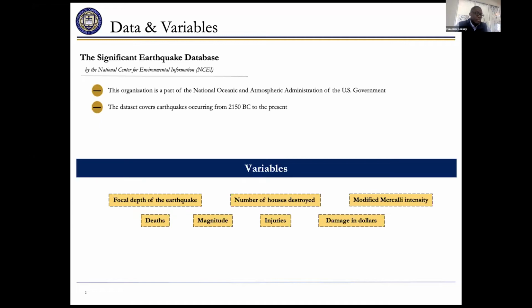And then also just to mention really briefly, since some of these earthquakes are missing certain variables, the set is filtered to only include earthquakes with complete data. The missing data is random throughout the data set, meaning there is no underlying cause for why some earthquakes are missing certain metrics. So for the analysis, the number of deaths is the response variable, while magnitude, modified Mercalli intensity, focal depth, and the number of houses destroyed are the explanatory variables.